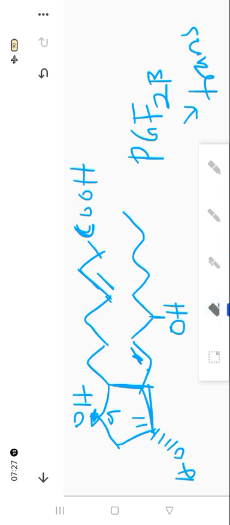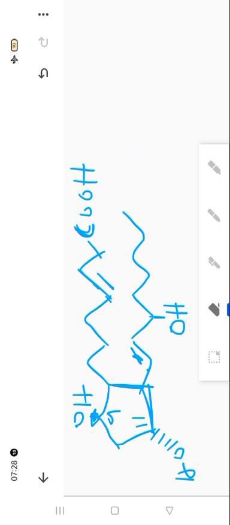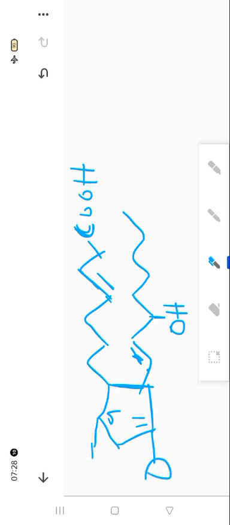prostaglandin. All right, so PGG and PGH, they are bicyclic prostanoids. They're bicyclic in the sense that they have been oxidized by an enzyme called cyclooxygenase. So two oxygens have been added to them by the cyclooxygenase in the cyclooxygenase pathway. So they look kind of like this.